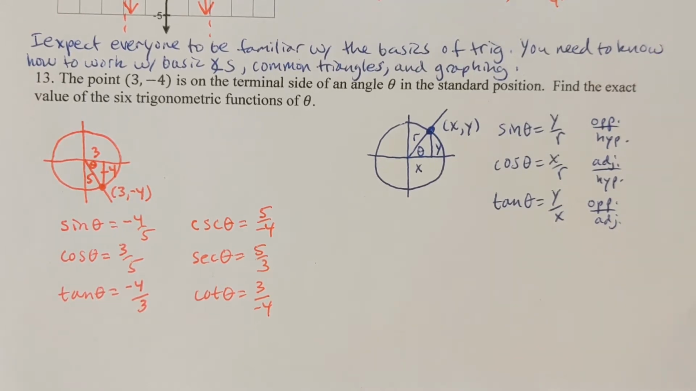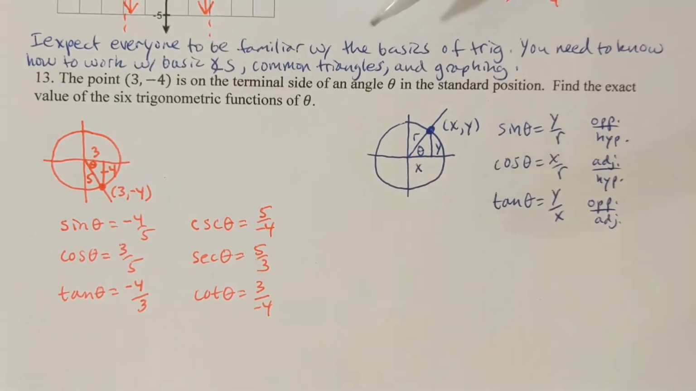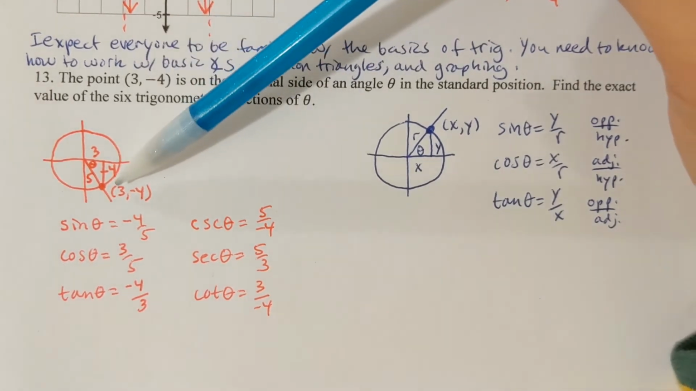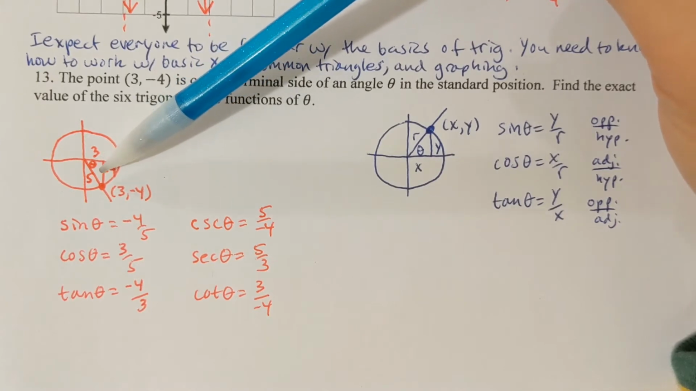The point (3, -4) is on the terminal side of an angle theta in the standard position. And standard position just means that one of the sides of the angle is on the x-axis here. And we want to find the exact value of the 6 trigonometric functions of theta. All right, so I plotted this point (3, -4) on this circle. And the radius of the circle would be 5.